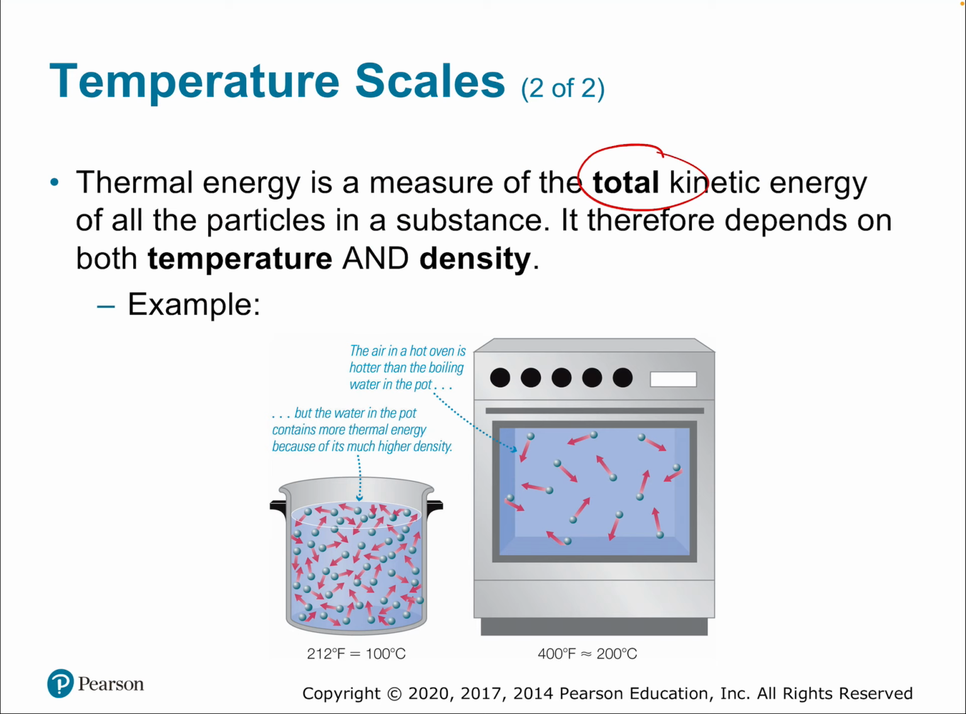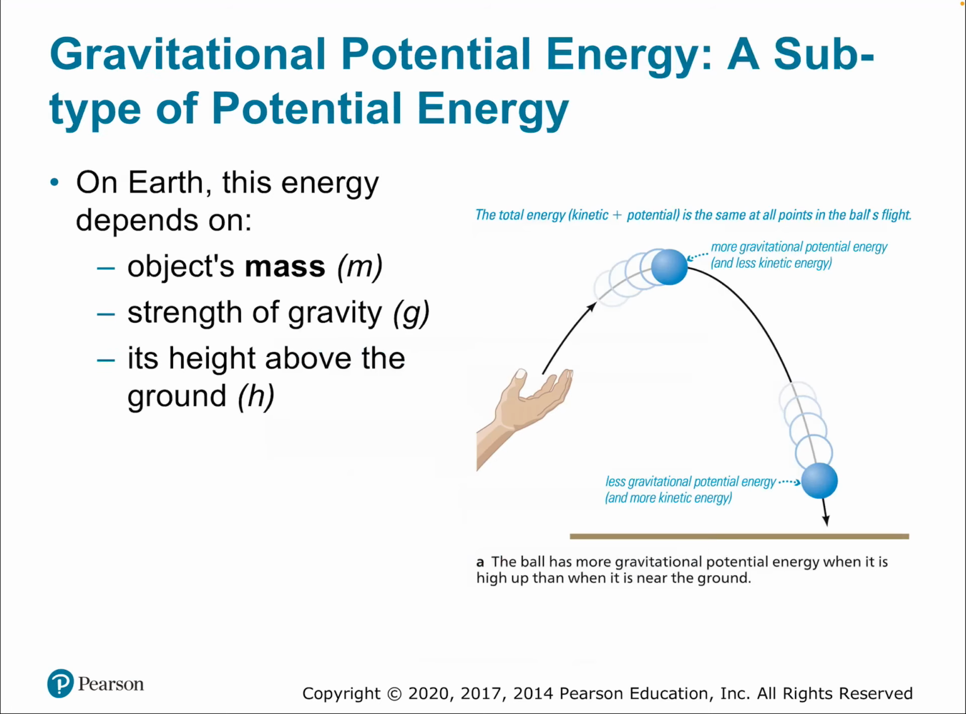All right, so for example, we can have a certain amount of energy in water, right, when it is at a temperature of 212 Fahrenheit or 100 degrees Celsius, and that energy might be greater than the amount of energy in the much hotter microwave, because there's just fewer particles in the low density air in the microwave than the much higher density water. Okay, so that's a little bit about thermal energy, a subcategory of kinetic.